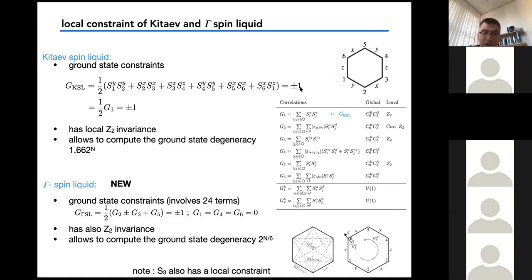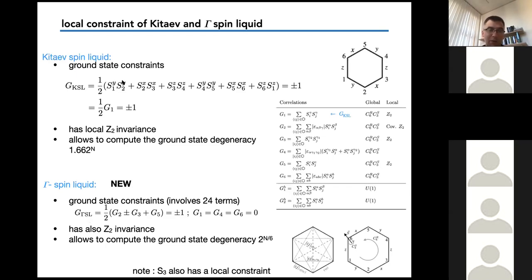Okay, so this one was known, and so this still has a local Z2 invariance, which is very good for the spin liquid nature of it. When you know this explicit constraint, you can compute the ground state degeneracy, which was also known for the Kitaev spin liquid. Now, for the gamma spin liquid, it was not known, and the machine kind of figured it out.